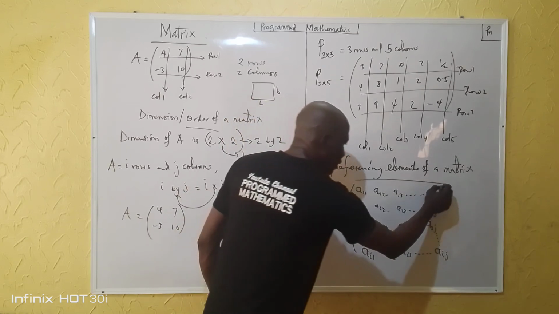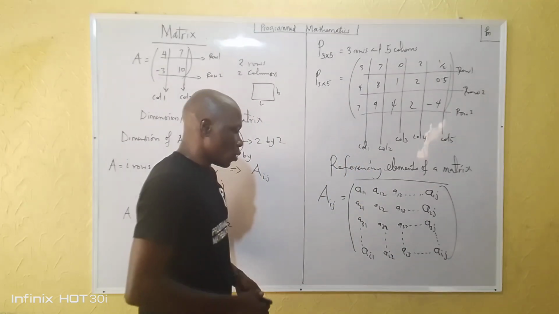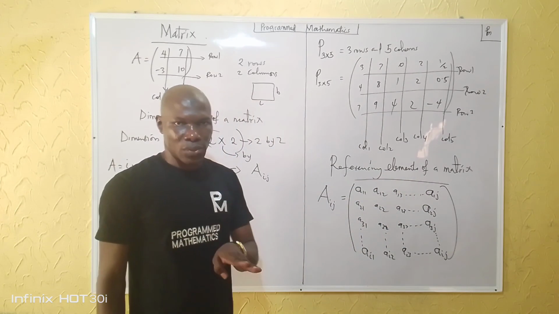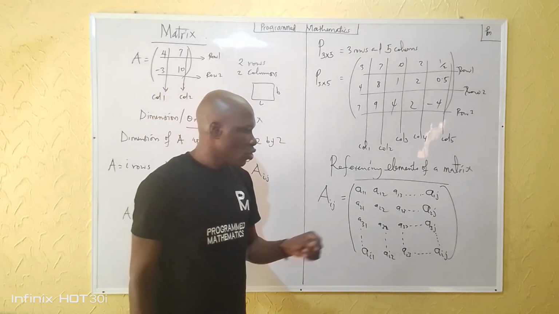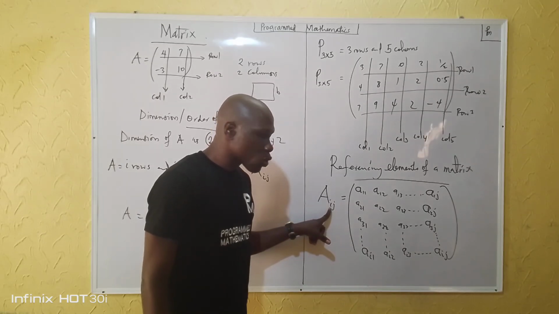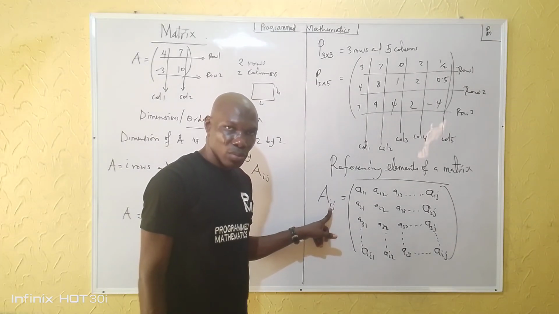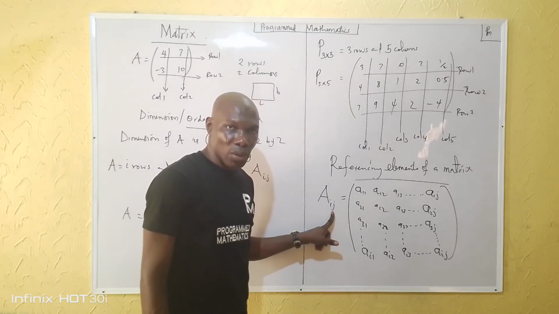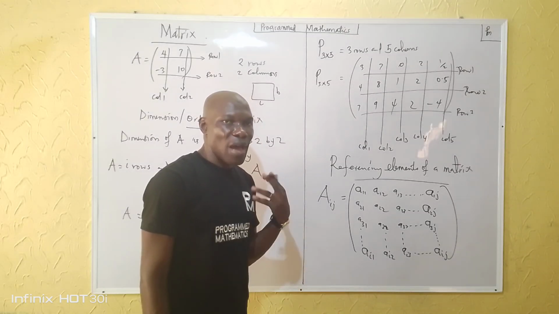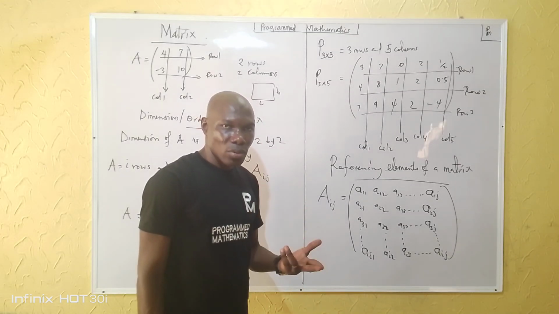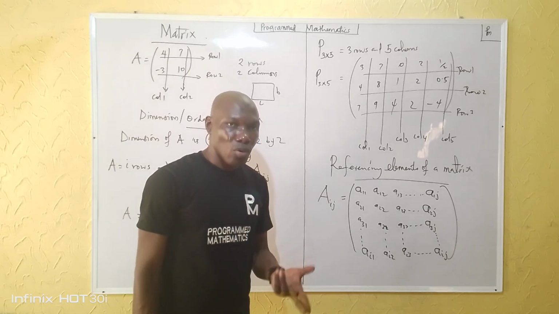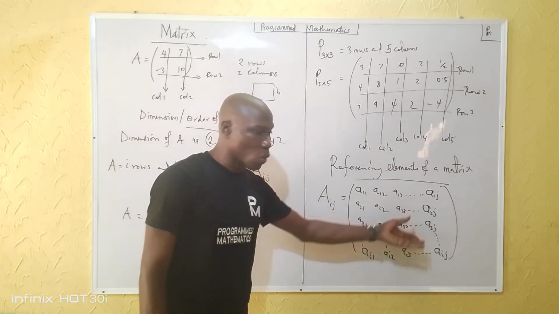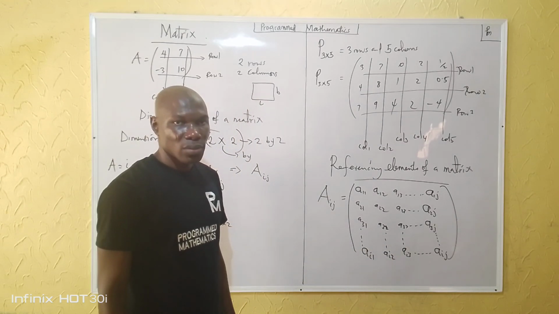So what we're saying in essence is that when you need to refer to the element of a given matrix, first, you must know what row the element belongs to. Second, you must know what column the element belongs to. If I know the row number and the column number that the element belongs to, it makes it easier for me to locate this element.